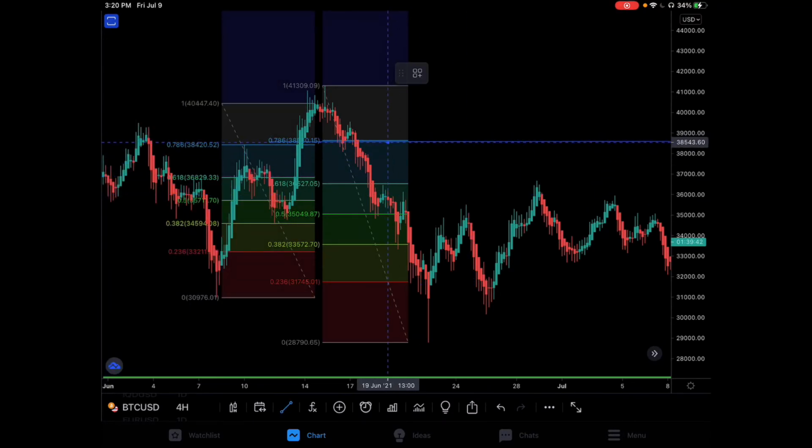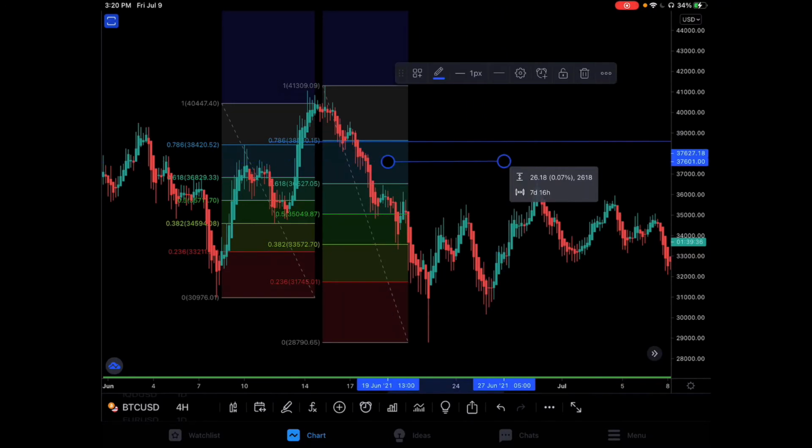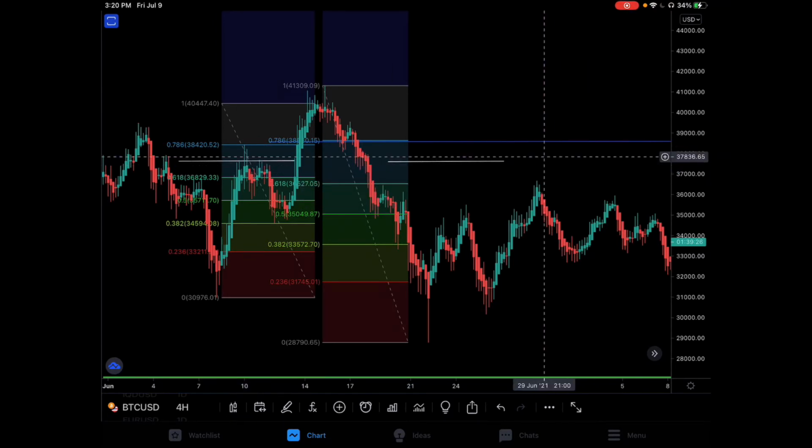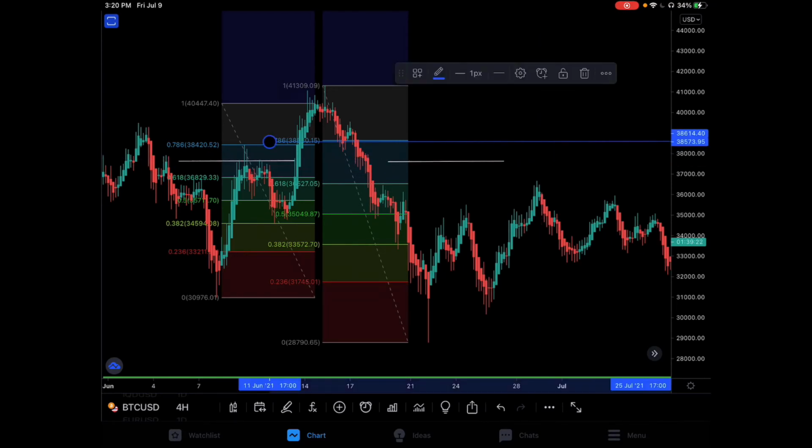Halfway to here and halfway here is approximately there. Okay? Let's turn that white. What about this way? What's halfway from here to here? There. Do you see how they match? Almost exactly.